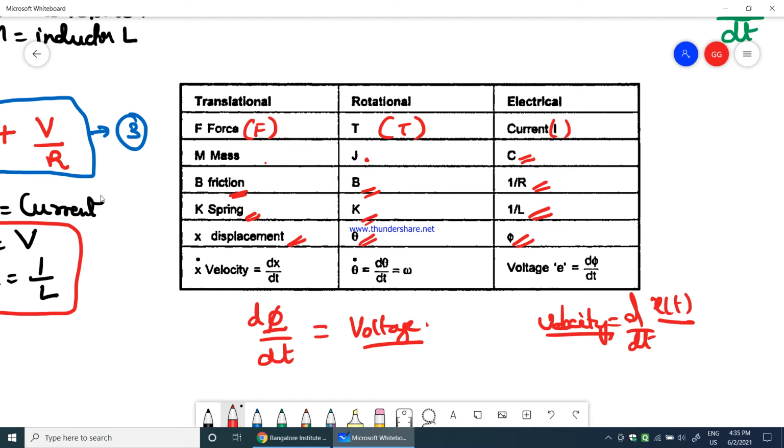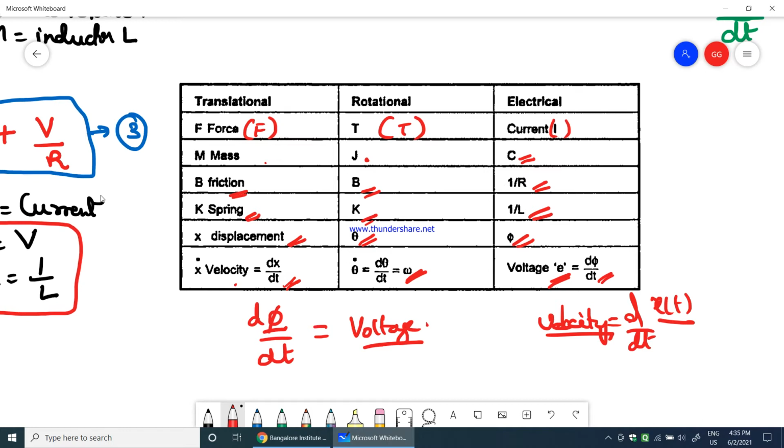This is what you see in terms of flux and displacement. Angular velocity omega will be equal to the voltage E, which is nothing but time rate of change of flux. So time rate of change of angular displacement in rotational will be equal to time rate of change of flux, which is equal to voltage. So this is the comparison table which we should use while writing the force current analogous network. I hope with this discussion you are clear with how to write the analogous network for a given mechanical system.